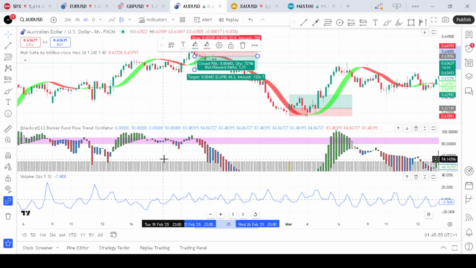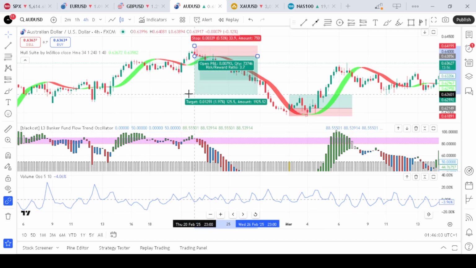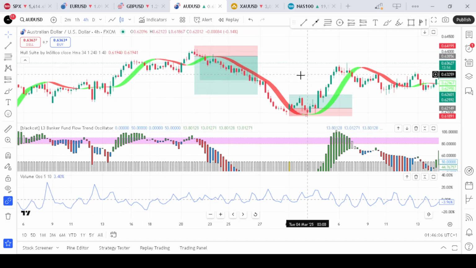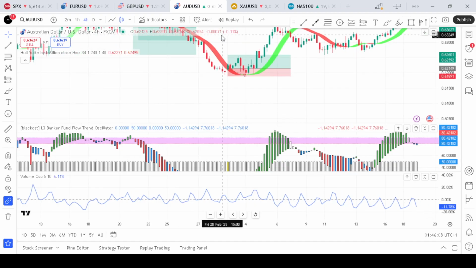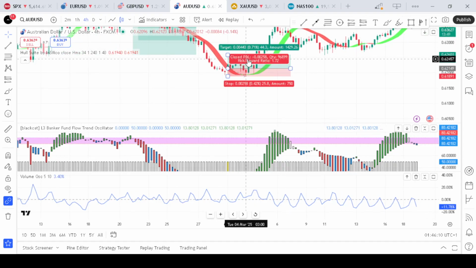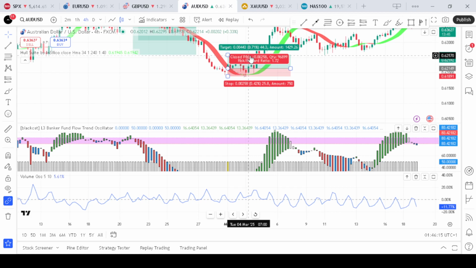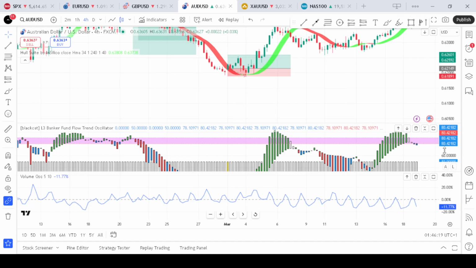Now third, the third confirmation we need to use in entering a trade position using this strategy is confirming divergence. And divergence increases the probability of successful trades. You have to look for a divergence between price action and this indicator. How do we look for this divergence?